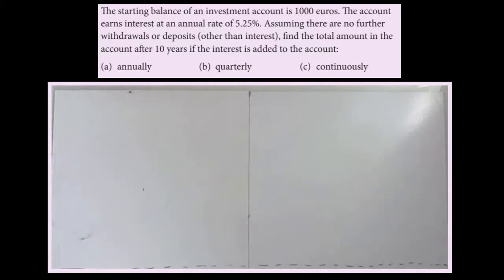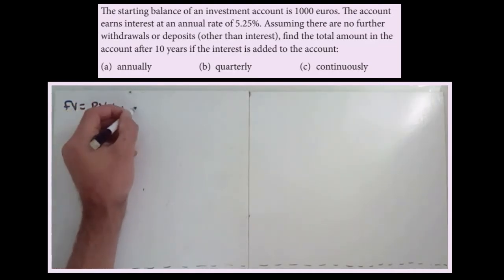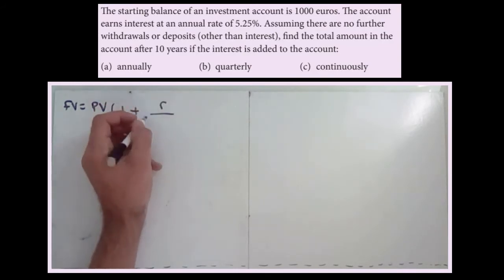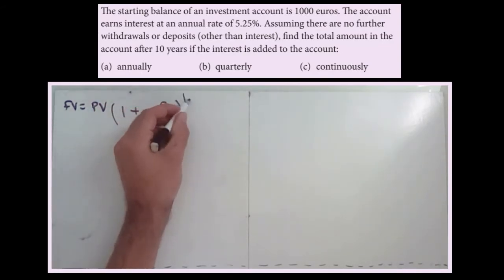So every single moment this interest is being added. Right, so for part A it should be really quite simple, but I will write out the formula, which is in the formula book, which says FV equals PV times 1 plus R over 100k, to the power kn.